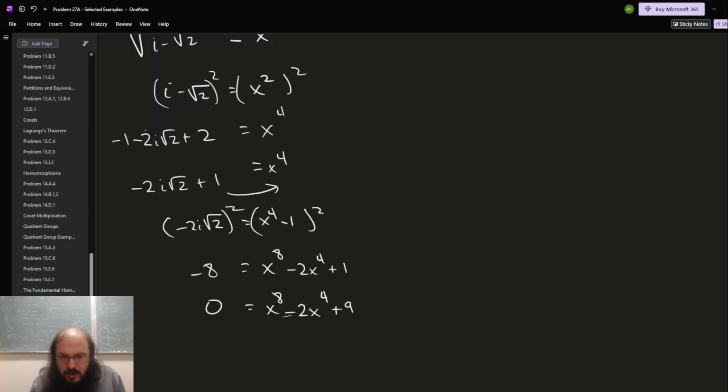So in other words, if this thing factors, it has to factor in such a way where this is y squared minus 2y plus 9 with y equals x to the 4. And that thing I can see, again, we get b squared is 4 minus 4 times 1 times 9, which is negative. So this thing doesn't factor.